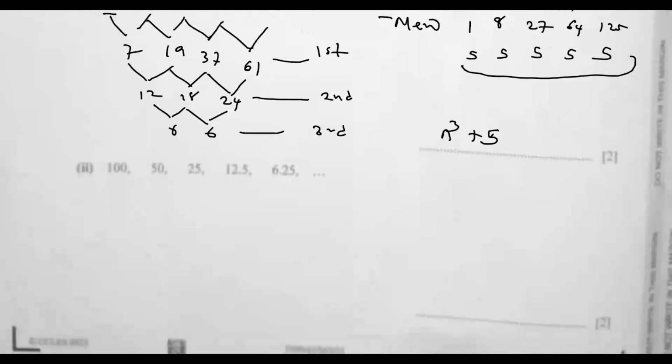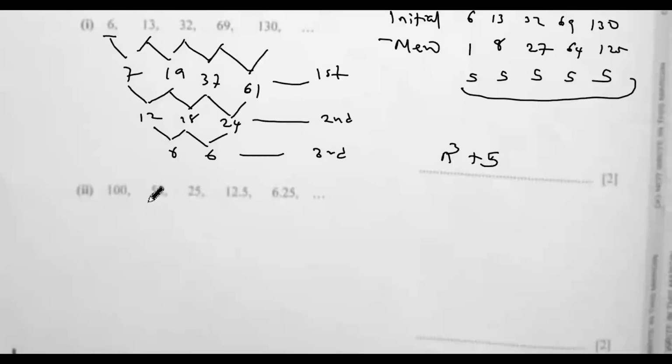So let's go to part two. Which type of sequence is this? If you look at this very well, you'll notice that you multiply this by a half, that's 1 over 2.